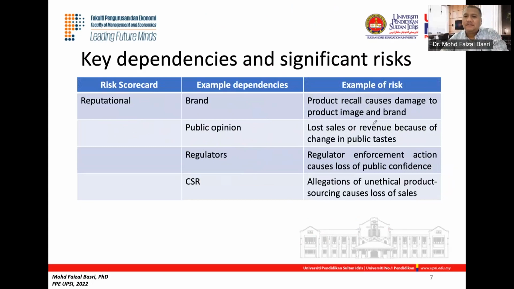Loss of sales because of changing public taste or changing public opinion of your brand. For example, your brand looks outdated, not current enough or in trend enough to attract buyers to buy. So you need to keep on changing your brand image, for example.